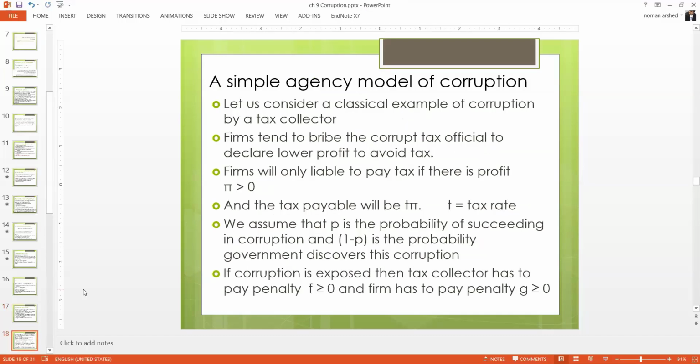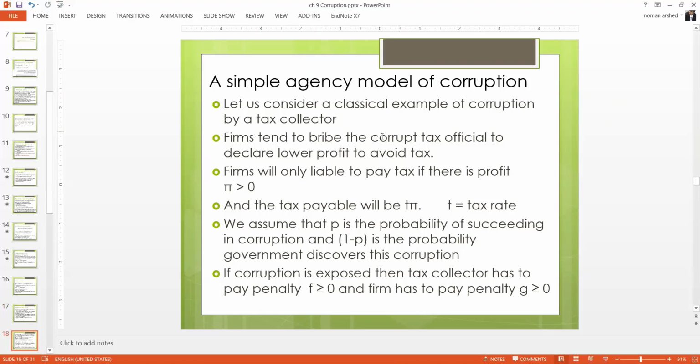So now we are going towards a model of corruption to discuss how corruption is done and what the parameters are that explain the corruption in the economy. Okay, so it's a simple agency model of corruption. Let us consider a classical example of corruption by a tax collector. So suppose an example of a tax collector.